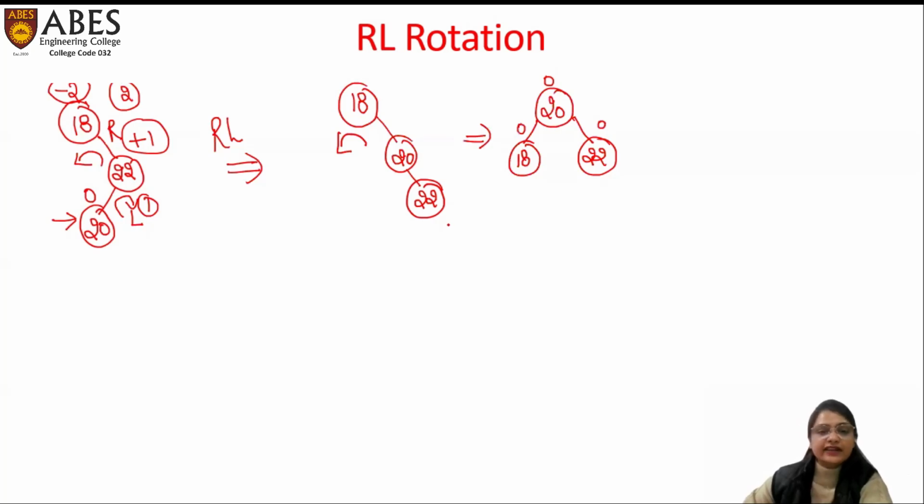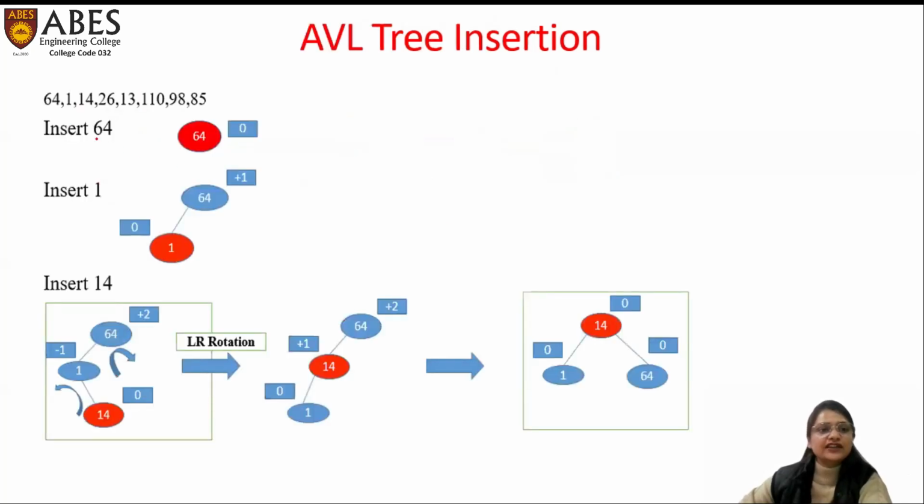Now let us consider an example for inserting a new element into an AVL tree, which is a very important topic as per the university criteria. So there are the following elements which I need to insert into a balanced height tree. Let us consider first I have to insert 64. So there is a single root node which is 64. I have to calculate the balance factor which is left minus right. As there is no left child and no right child, it will be 0 minus 0. That's why the balance factor is 0.